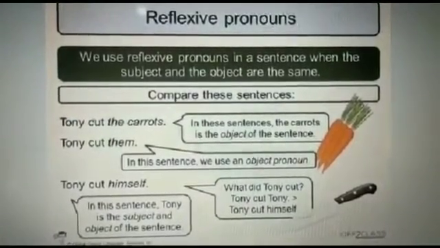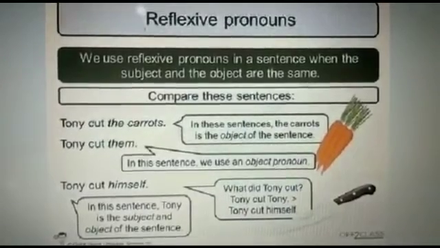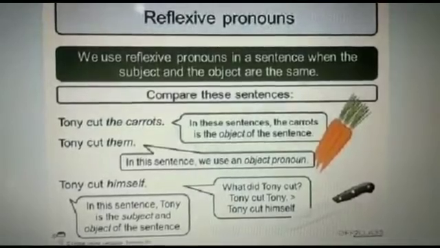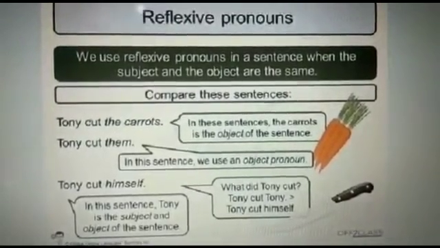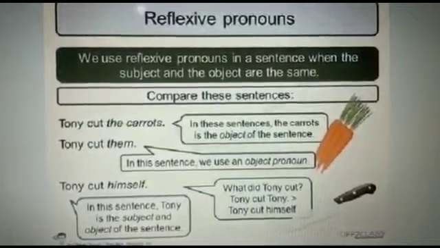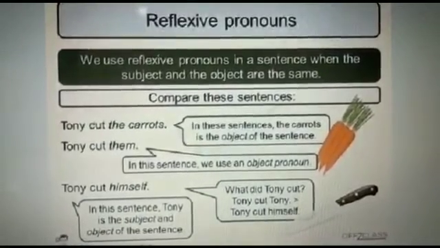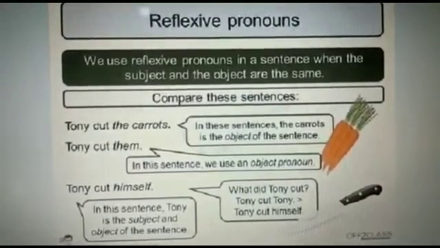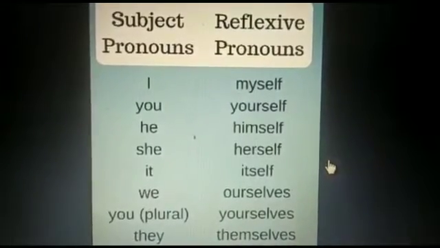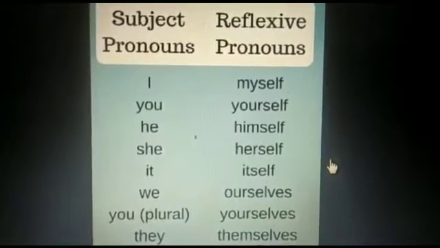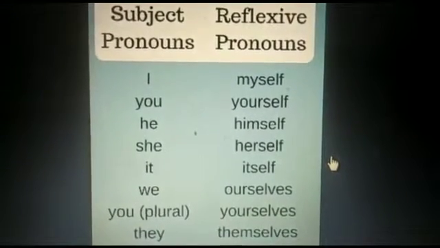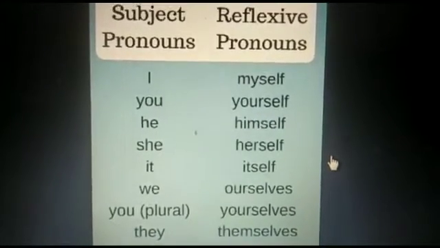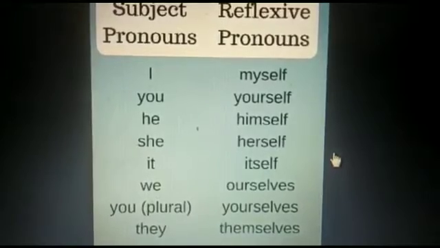But if I say Tony cut himself, now in this sentence, Tony is the subject and object of the sentence. What did Tony cut? Tony cut Tony, which means Tony cut himself. Subject and object are the same. The doer and receiver are the same. These are the reflexive pronouns that are used for the subject pronouns like I, myself, you, yourself, he, himself, she, herself, it, itself, we, ourselves, you, yourselves, they, themselves.